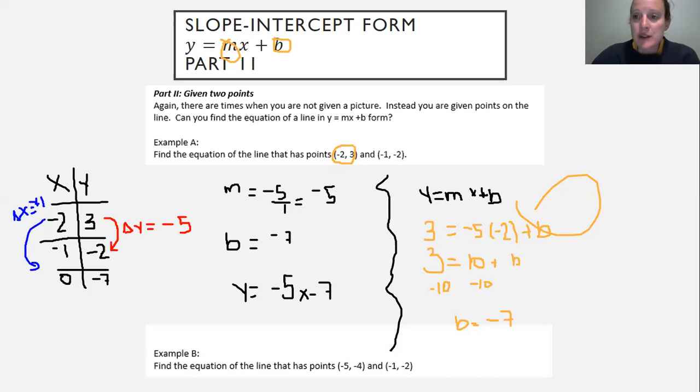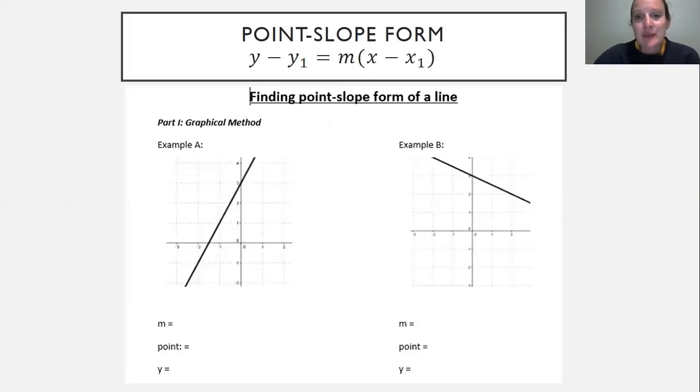I want you guys to pause the video and do example B, and we'll talk about it in class. Try point B. Okay, but now we have another way to write the equation of a line. It's called point slope form. You're still writing the equation of a line, okay, but now it's going to be slope.